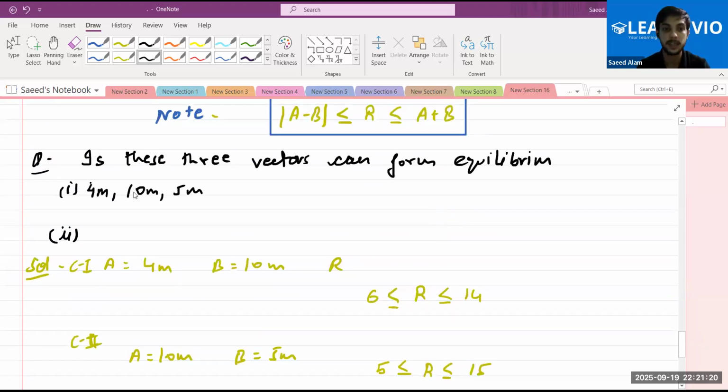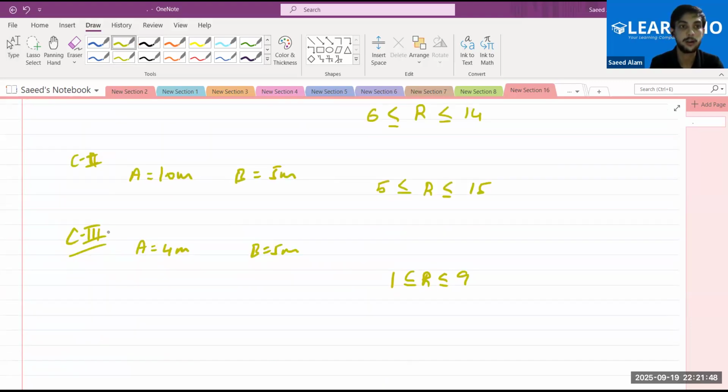Suppose the second part that I'm giving you over here is 6 meter, 10 meter, and 12 meter. Is there any way that I can join these three and get a triangle? That means the sum of any two of those vectors should be equal to the third vector: 6 meter, 10 meter, and 12 meter. How can you check this? You can check this just by this particular thing, that the sum of the two smaller sides should be greater than or equal to the third side.